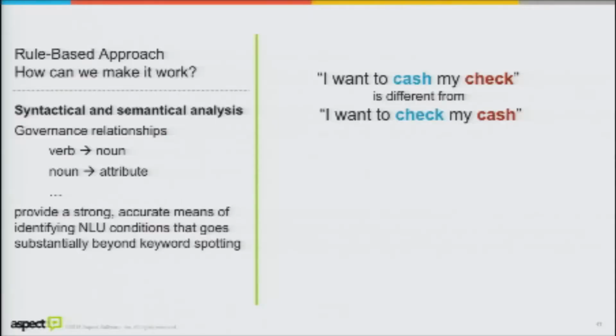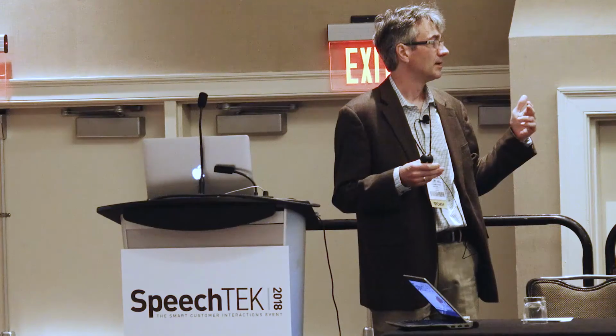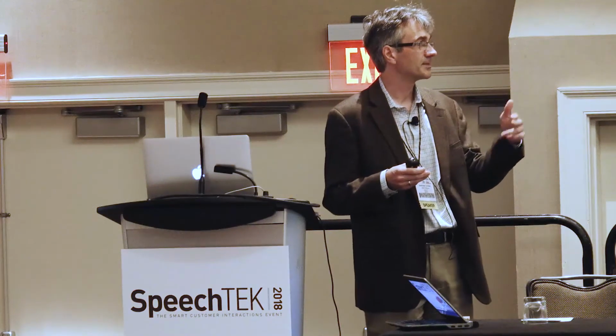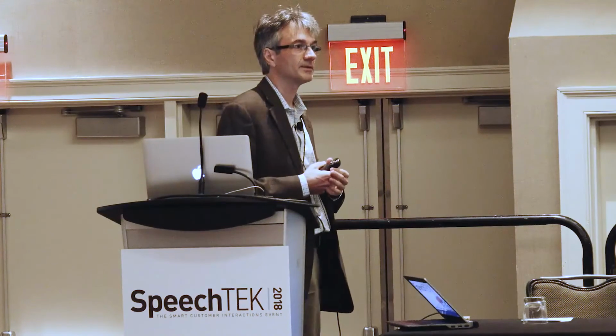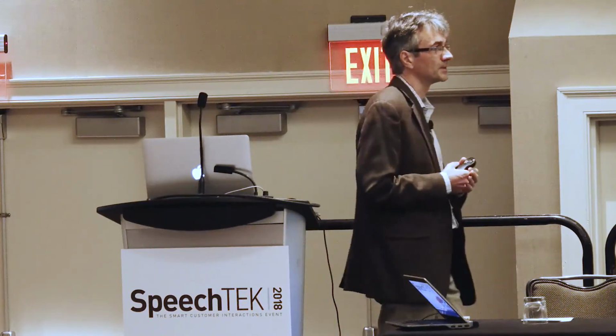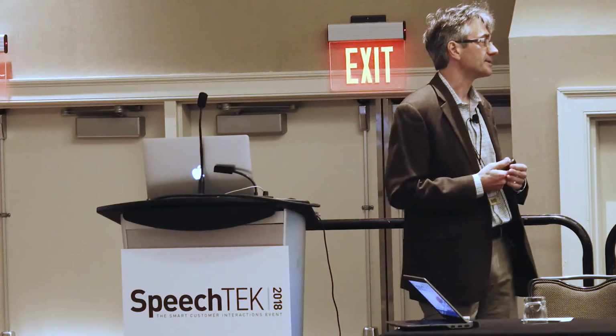Other examples: where can I check in online? Another one, I want a large pizza and a medium Coke. Again, you need to have the governance relationships. Large is governed by pizza, medium is governed by Coke. So these are just concepts that need to be available when creating these semantic and syntactical rules, to extract information and also to identify intents.